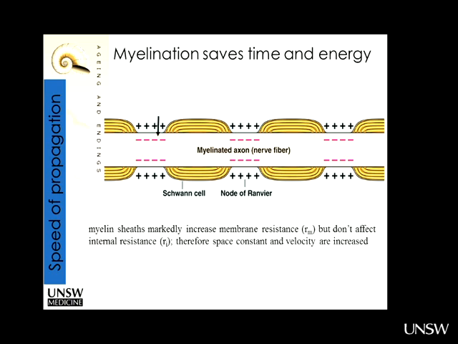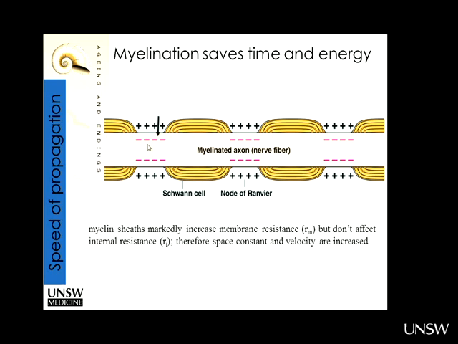We've actually talked much about this already, but now with the addition of myelin. Myelin increases membrane resistance, so by wrapping around, it blocks off all the holes, which causes all the positive charges to efficiently flow downwards. But obviously myelin doesn't affect RI, because RI is mainly influenced by the diameter of the axon. So you'll see, therefore, space constant and velocity are increased.